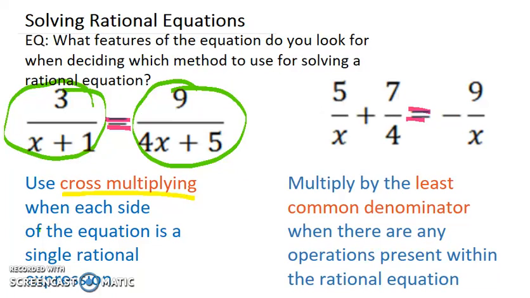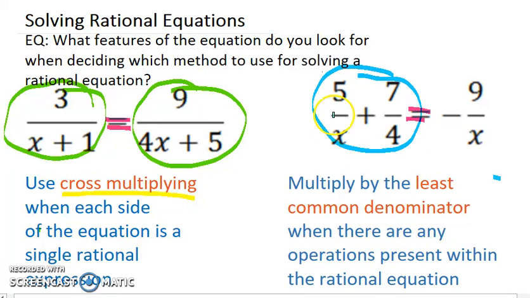Now the other type of rational equation that we're going to encounter is one where instead of having a single rational expression on each side of the equal sign, we would have a combination of rational expressions being added, subtracted, perhaps multiplied or divided to each other. But in either case, we don't have a single rational expression anymore. We have two or more on one side. So whenever we have a situation like this, where you have more than one rational expression on one side of the equation, you want to multiply by the least common denominator. We'll be doing an example of that in the second video.